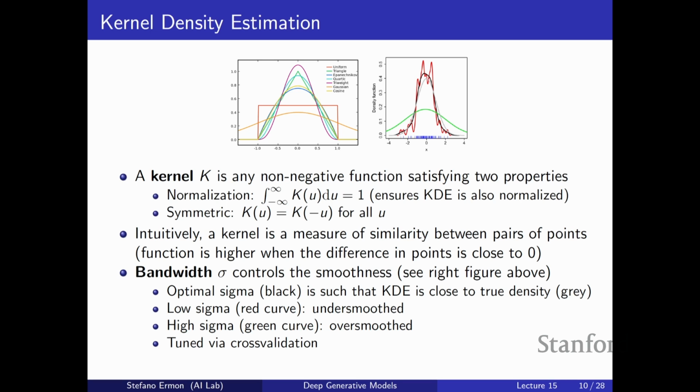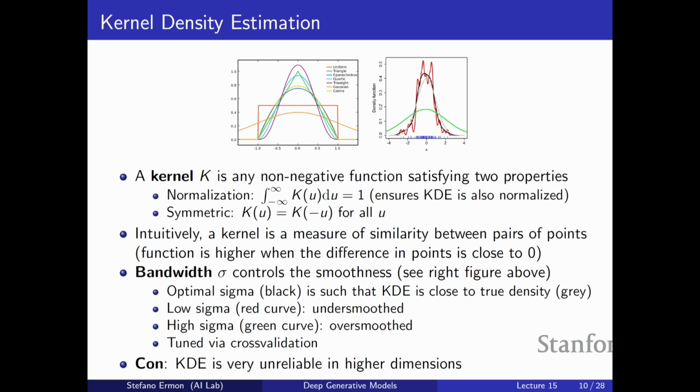What you could try to do is tune it by doing cross-validation, where you leave out some of your samples and then you try to see which sigma fits the samples that you've left out as best as possible. And so, at least in principle, it's a way that would allow you to get an estimate for the underlying density given only samples.